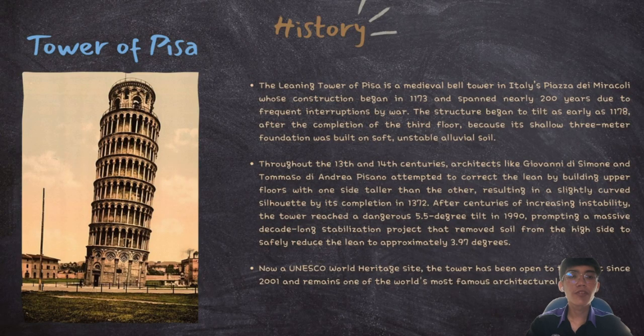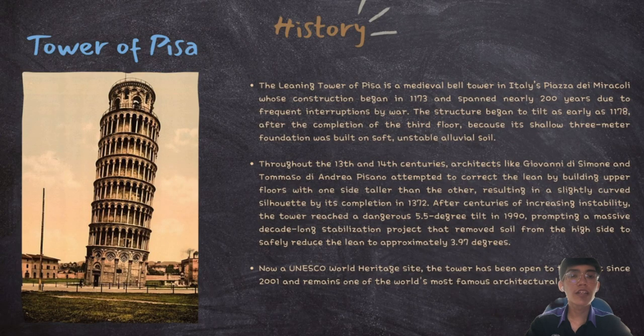During the 13th and 14th century, architects such as Giovanni di Simone and Tommaso di Andrea Pisano attempted to correct the tilt by building the upper floor slightly taller on one side. This effort gave the tower its unique curve, which was completed in 1372.